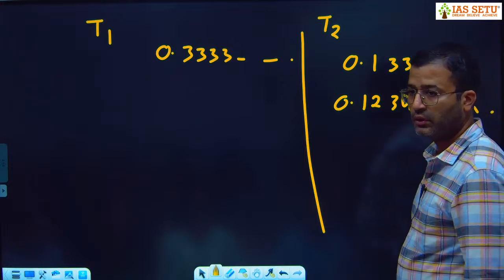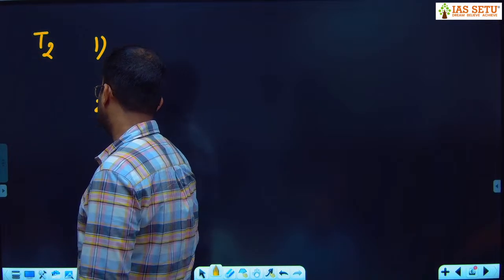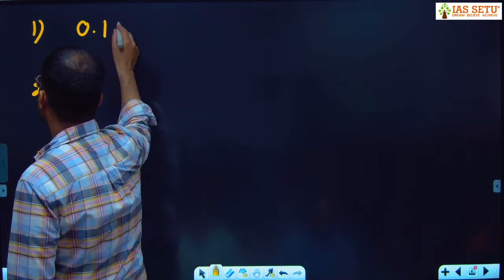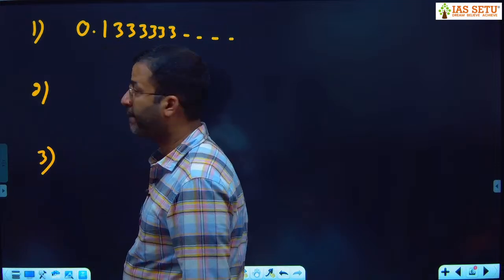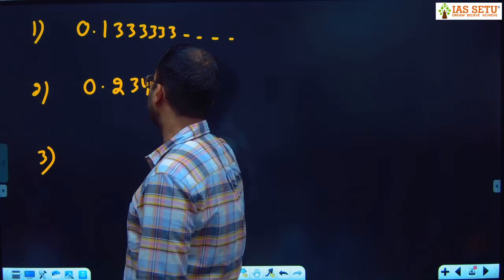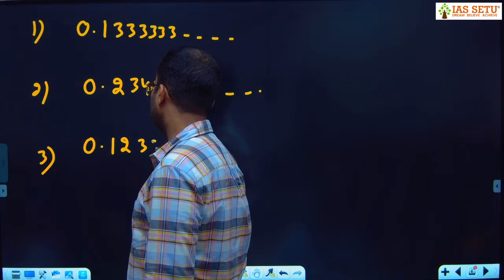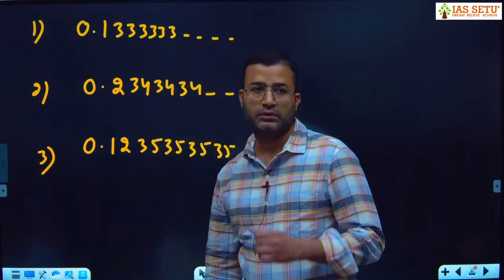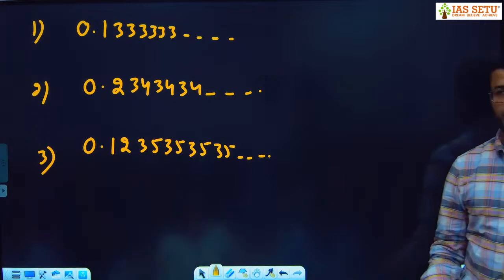0.1234343434. So I take 3 examples. 0.13333333, 0.2343434, and so on. 0.1235353535, and so on. After the decimal we have some digits, then we have repetition.